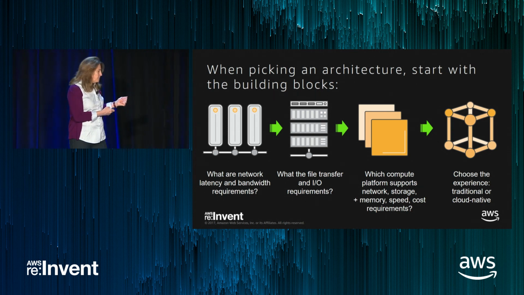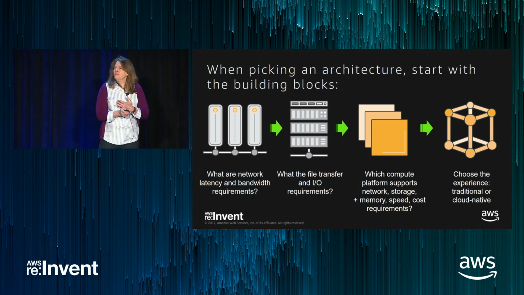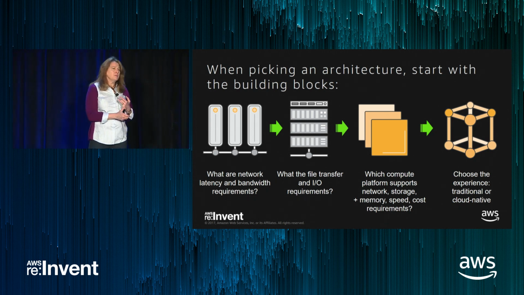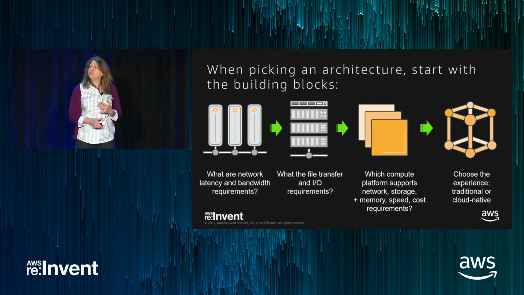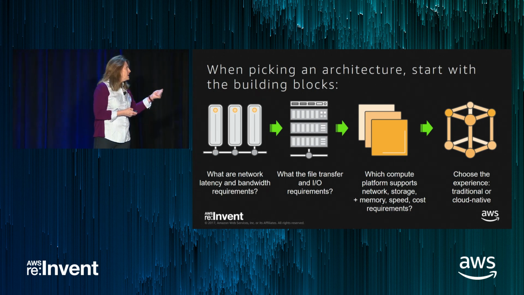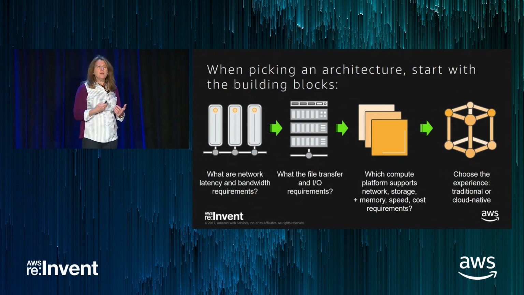After the network, then the next consideration are the storage requirements. Do you need that high-speed file system? Most people think they need the high-speed file system, and most HPC cases actually don't. So it's important to experiment at this step and to figure out what your storage requirements really are. Then pick an instance that matches both those storage requirements and then also the network and latency requirements.